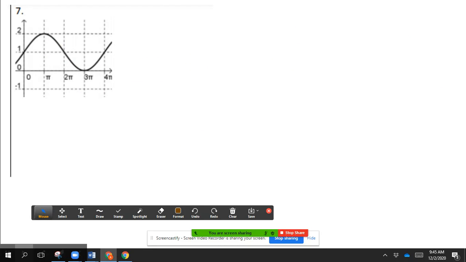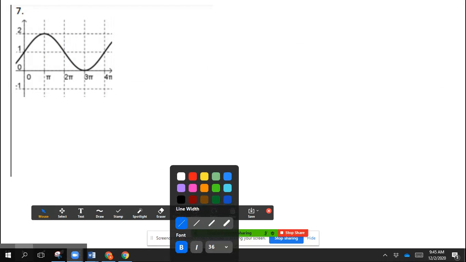Okay, I think a couple more. Okay, next one. Remember, we have to identify our midline, and our midline is going to be equidistant to the maximum and the minimum, which gives us our amplitude. So our midline here is y equals 1. Interesting, at the bottom, I see that it goes to 4 pi. So that means that the length of 1 cycle, or our period, is 4 pi.